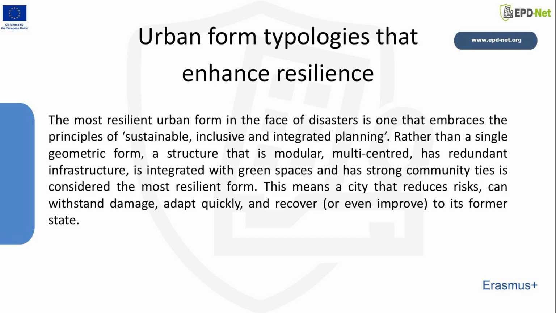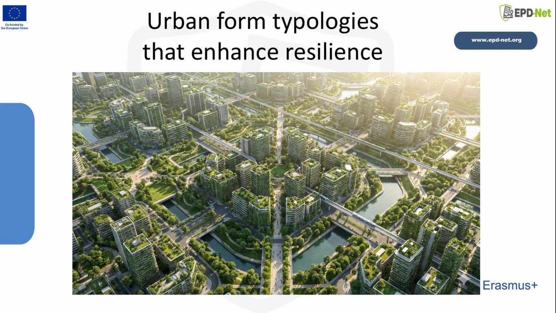The most resilient urban form in the face of disasters is one that embraces the principles of sustainable, inclusive, and integrated planning. Rather than a single geometric form, the characteristics of the most resilient forms are a modular, multi-centered structure with redundant infrastructure, integrated with green spaces and strong community ties. This means a city that reduces risks, can withstand damage, adapt quickly, and return to its former state, or even improve. Typologies that increase resilience are explained below.